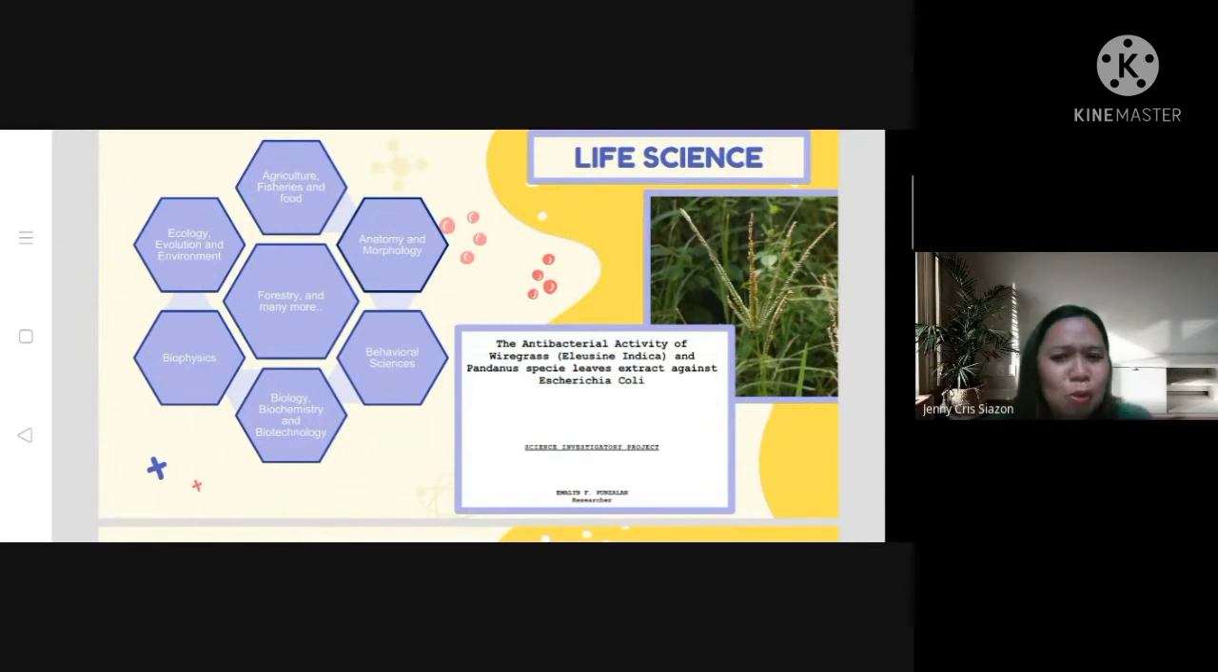Okay? So parang ang gustong gawin ng researcher dito ay kung effective ba ang wiregrass with pandanus species leaves against the bacteria Escherichia coli. Parang ganun yung kanyang gustong mangyari sa kanyang research.